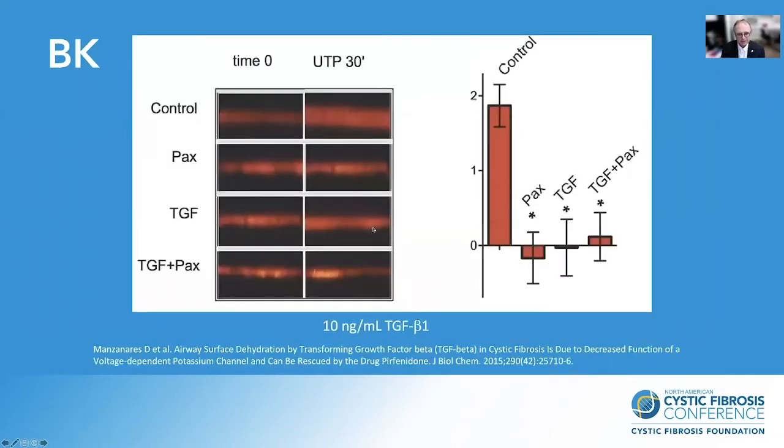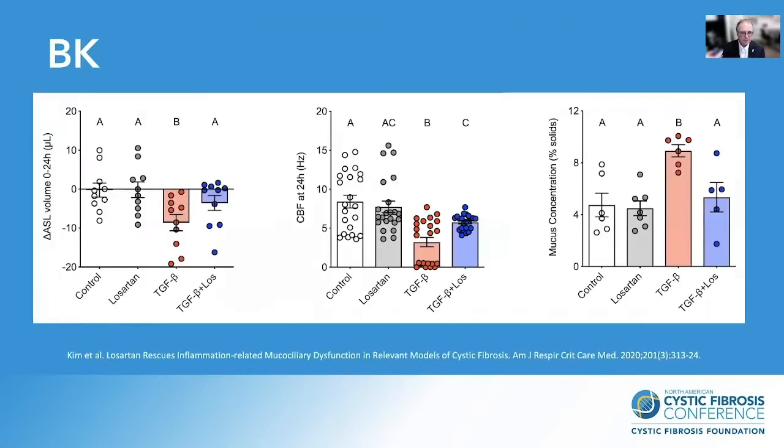In addition, this is not only done by paxillin, but by a highly relevant cytokine related to worse outcome in cystic fibrosis airway disease, namely TGF-beta1. TGF-beta1 completely abrogates the response to UTP as well. And therefore, it seems that when you decrease the ability of the potassium channel to provide apical potassium exit, there is a dehydration of the airway epithelium.